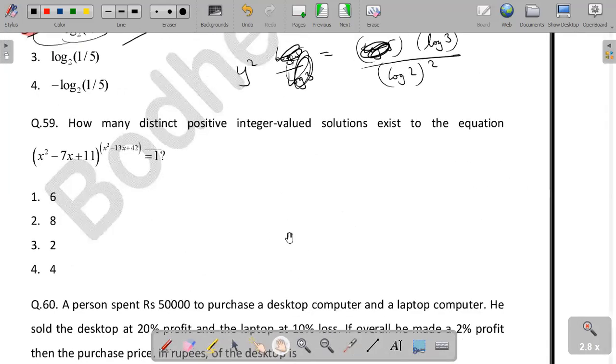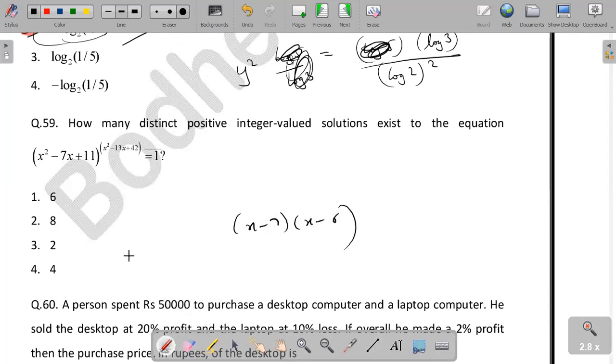How many distinct positive integral valued solutions exist to this equation? Fine. I will take some cases. Before that, I will try to do some jugaad to these equations if possible. I don't think it will be possible. And for this equation, it seems possible. That is x square minus 7x minus 6x plus 42. So (x minus 7)(x minus 6).